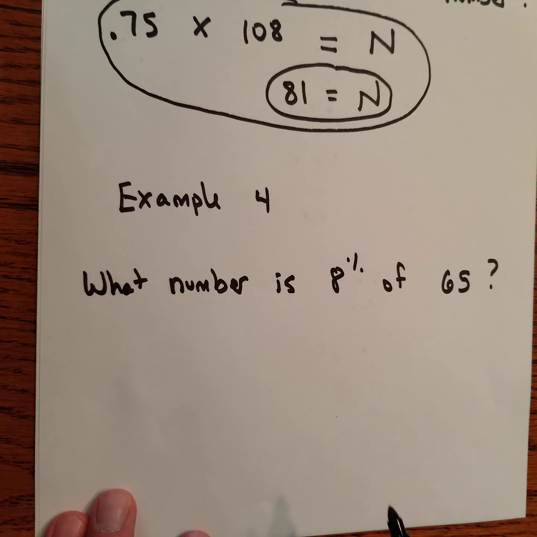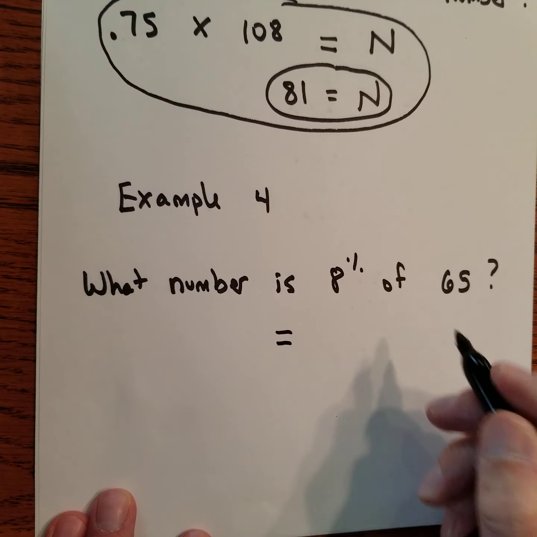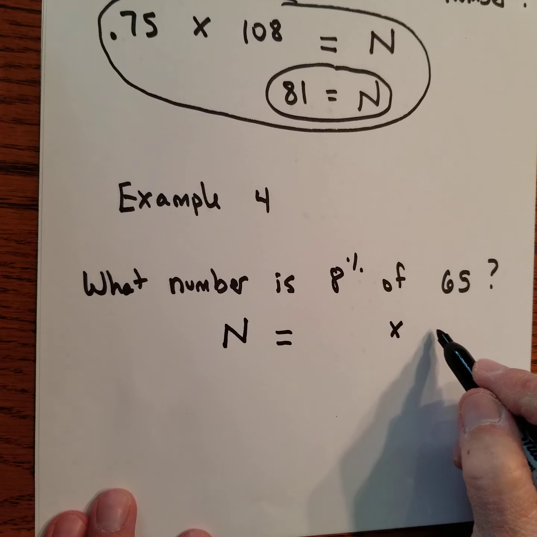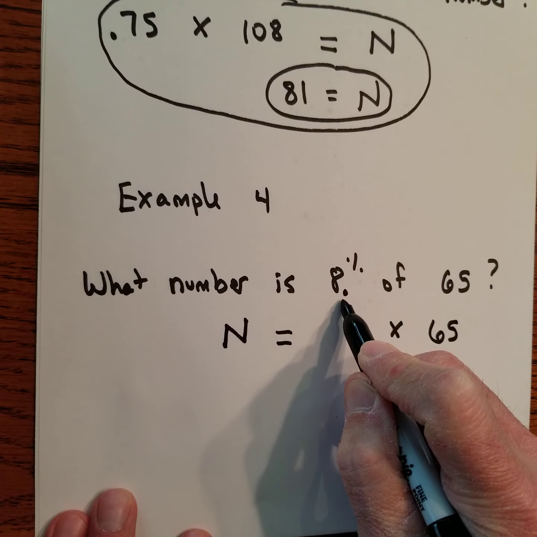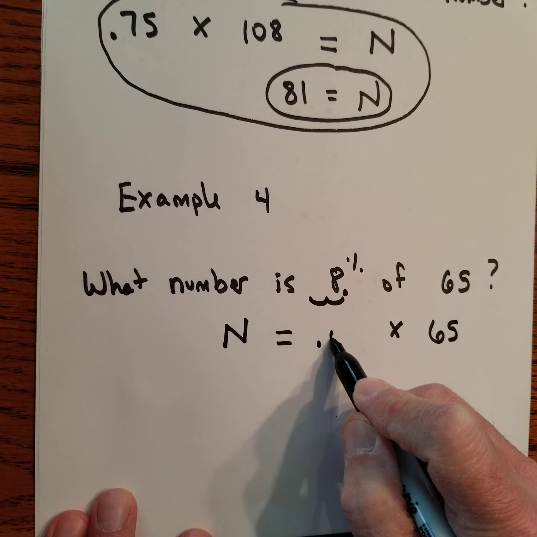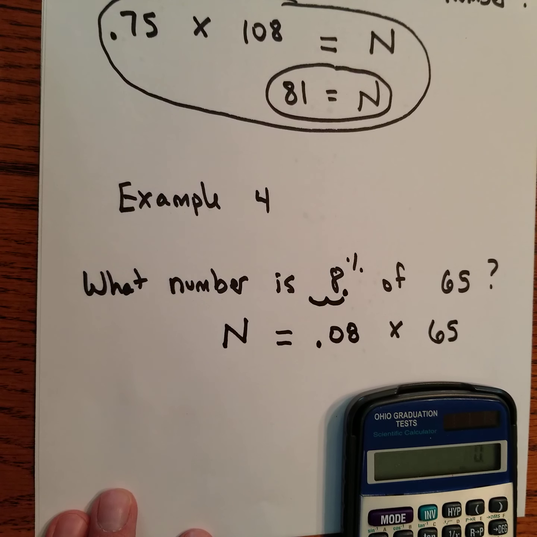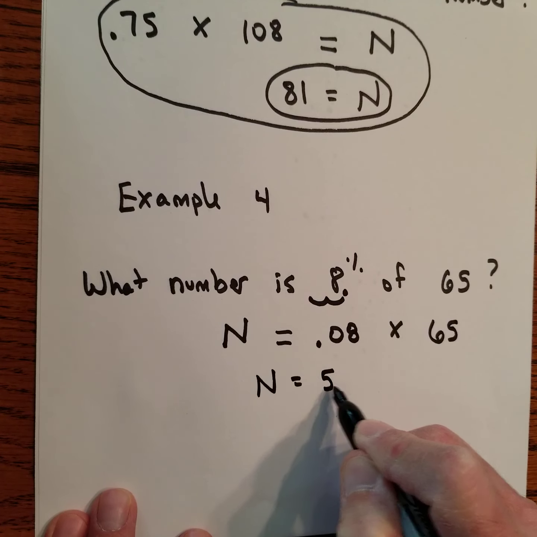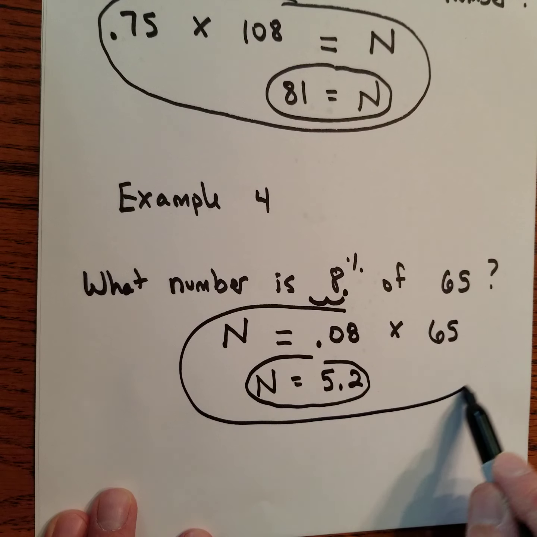Last example. What number is 8% of 65? Is equals. Of is times. What number is what we're looking for. 65 is 65. And 8%, if I move the decimal point twice, is 0.08. Now on a calculator, 0.08 multiplied by 65 is 5.2. Final answer, 5.2. There's my answer. Here's how I show my work.